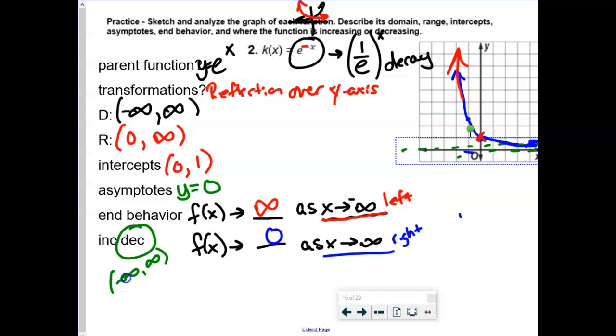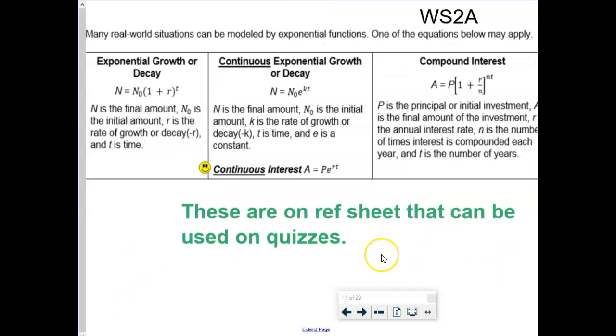Very good. All right, let's flip over to 2a. Now we get to the good stuff. It's not a nap. We're going to talk about bacteria and money. Two things that really kids are passionate about.